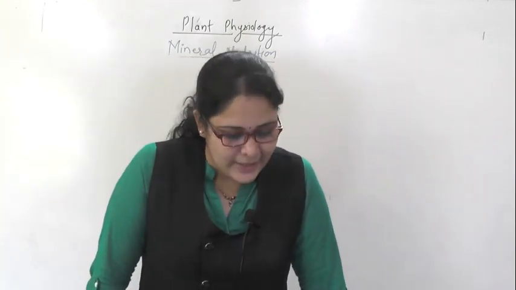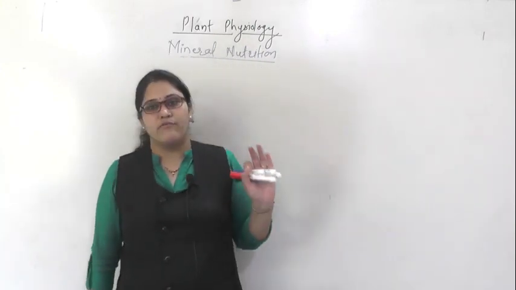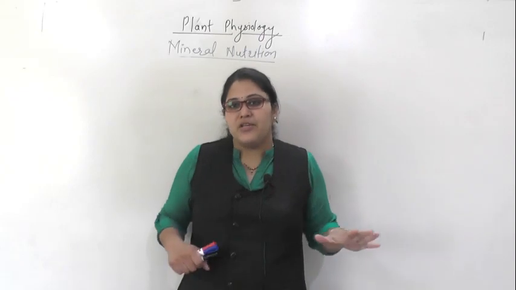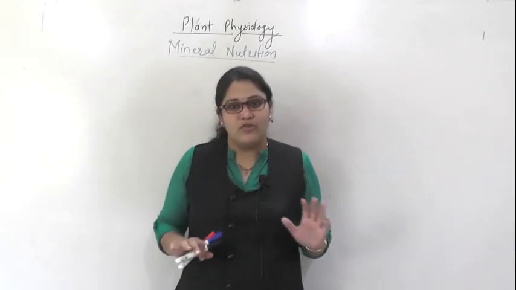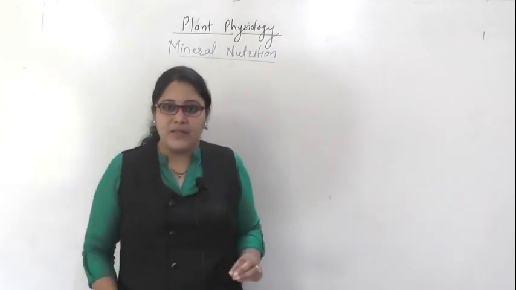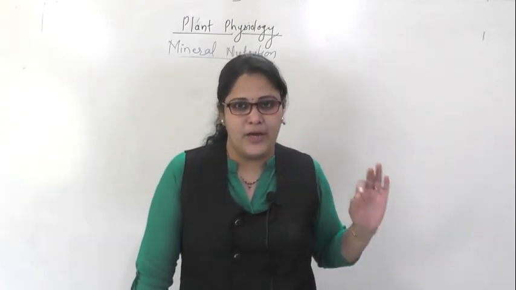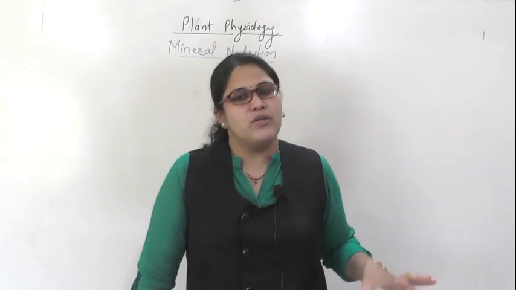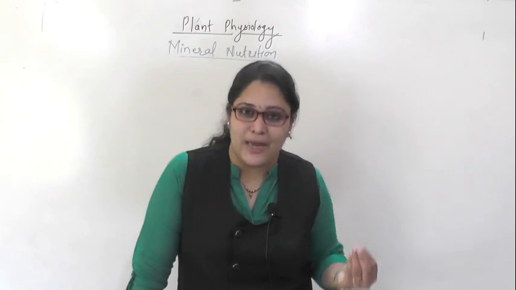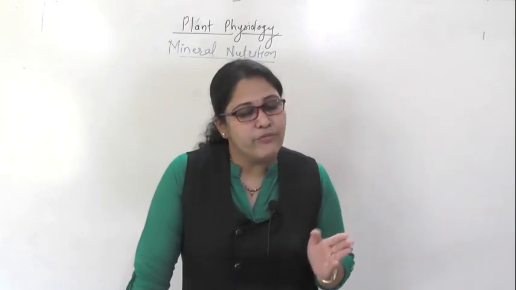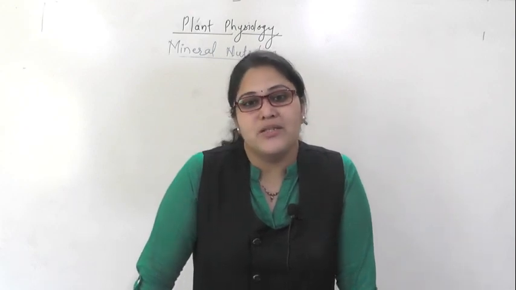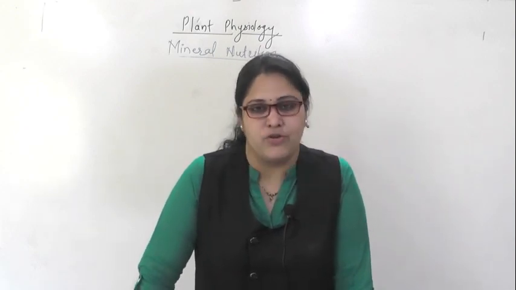Just try to understand this. Although the plant consists of 60 different types of minerals, not all of these are called essential minerals. From those, there are some minerals which are strictly required. The plant requires them because they are part of the normal metabolic reactions occurring in a cell. So for that sake, some minerals are strictly required. Such minerals are called essential minerals.